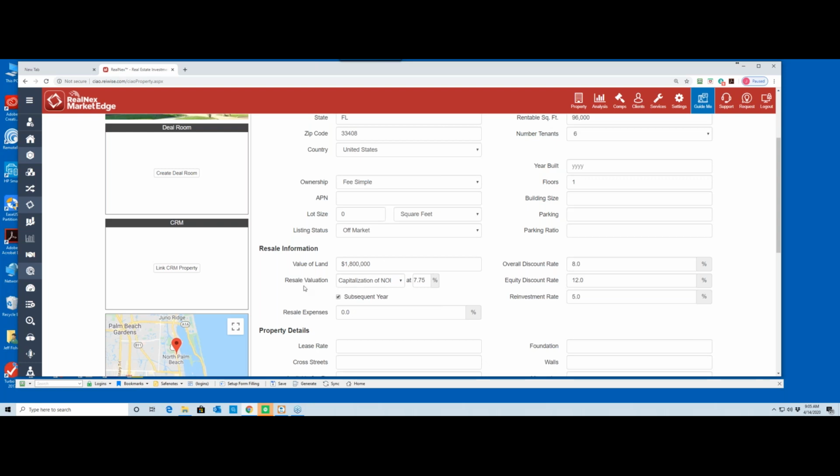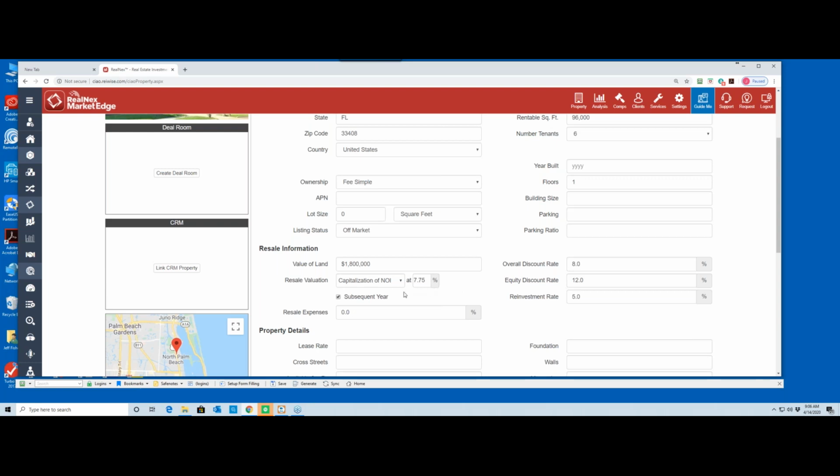This is to estimate the resale price. The capitalization rate used to estimate the value when we're going to sell the property at the end of the holding period is going to be 7.75%. And that's divided into the net operating income the year after you're going to sell the property. The idea here, notice there's an option subsequent year. I could uncheck that, but what's typical is to use the net operating income 1 year after you're selling the property. That might sound a little odd at first, but the idea is that's the first year of income to the buyer.